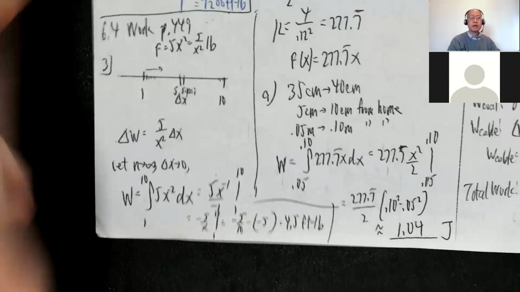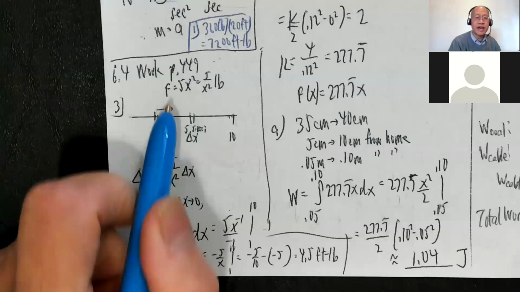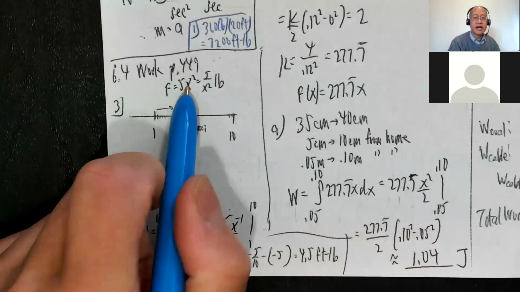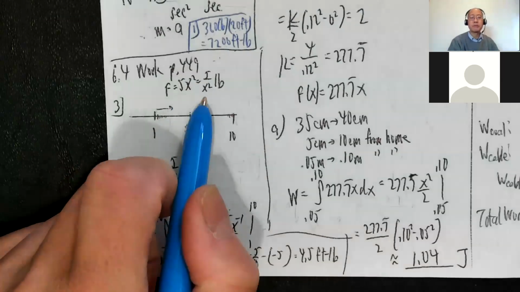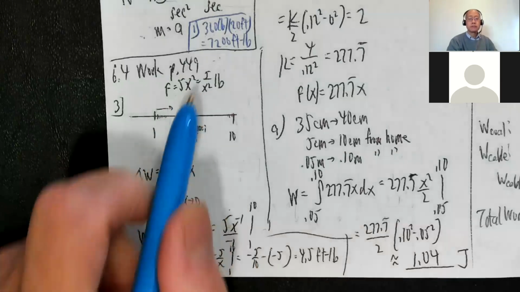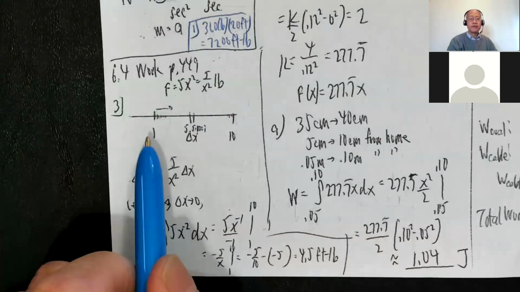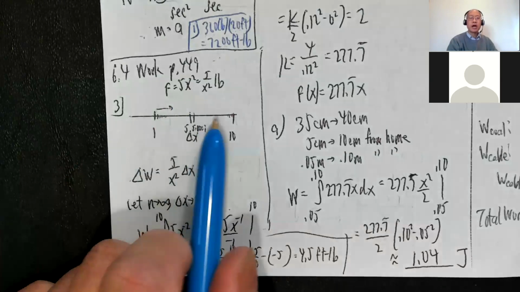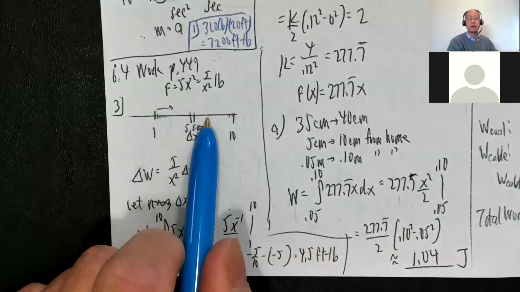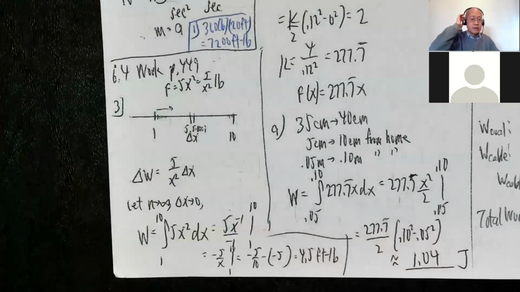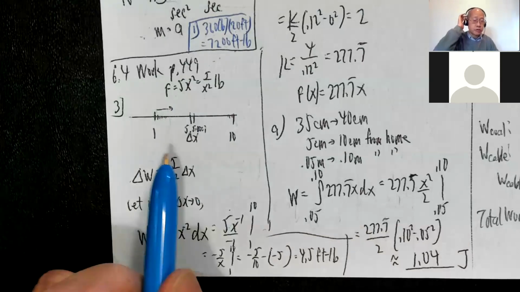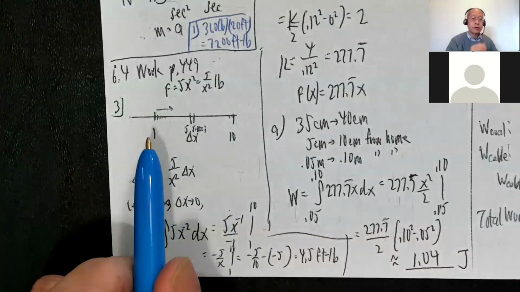So here's the picture. The force, they tell me, was 5x to the negative 2. 5x to the negative 2 is the same as 5 over x squared pounds. So you're moving from 1 foot to 10 foot. How come this is not just like the gorilla problem? Work is force times distance. Well, it's because you don't have a constant force all throughout, right?